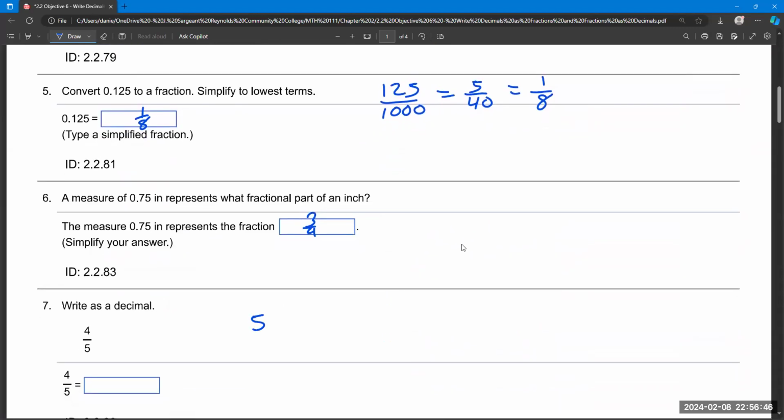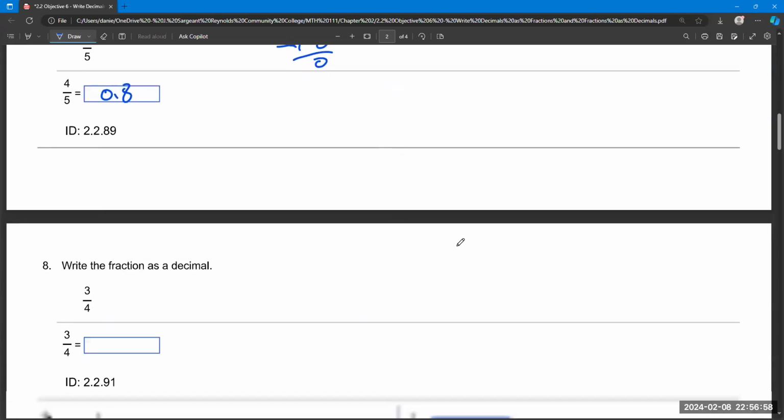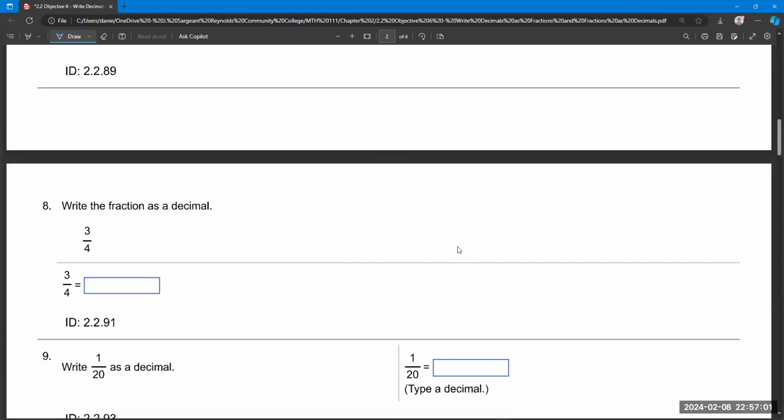Now we're going to go the other way. 5 goes into 4.0. How many times? 0.8. This is 0.8, or 8/10. What that is, 3/4 we've been dealing with all night, is 0.75. If you want to prove that to yourself, 3.00 divided by 4: 4 into 30 is 7, 28, remainder 2, 20 is 5.